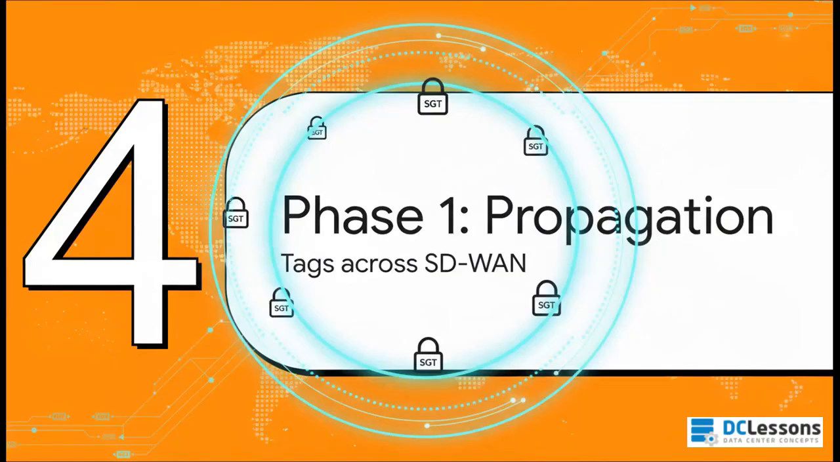Now, this is all great in theory, but how do we make it work across a huge network like an SD-WAN? This is where that SD-WAN integration is so critical, and it happens in two main phases. The first phase is all about propagation, basically making sure those SGT identity tags can travel everywhere they need to go across the entire SD-WAN fabric.